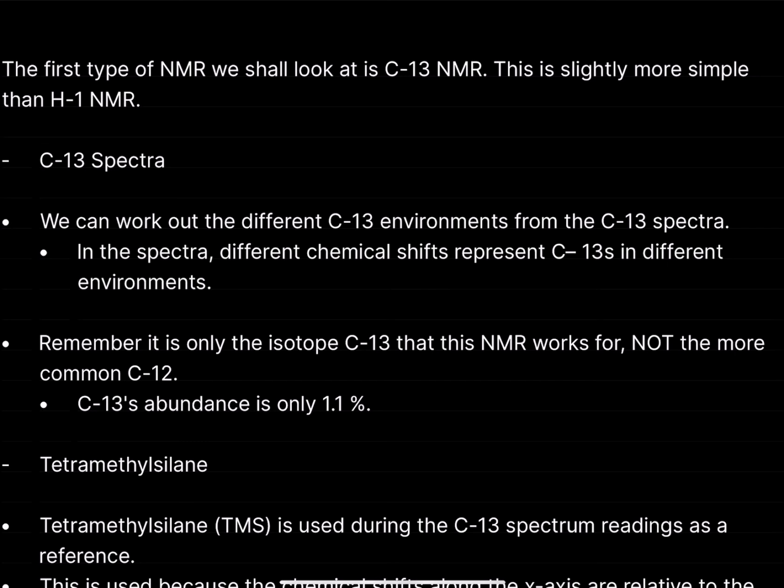So the first type of NMR that we should look at is carbon-13 NMR. This is slightly more simple than hydrogen-1 NMR, because with hydrogen-1 NMR, you have to learn about splitting and ratios. So it's a bit more complex compared to carbon-13 NMR, where you're just looking at the peaks and that's pretty much it, and then looking at your data sheet and deciding from there.